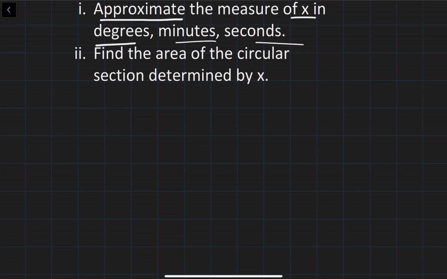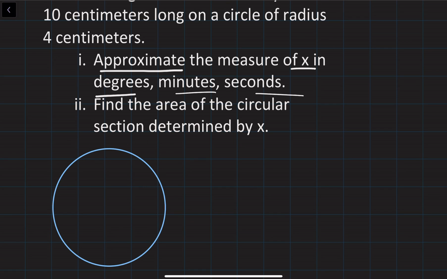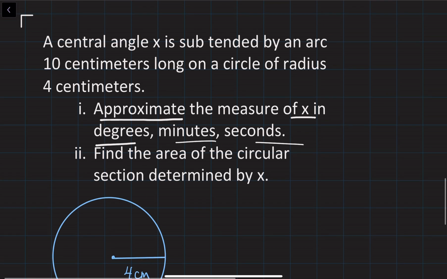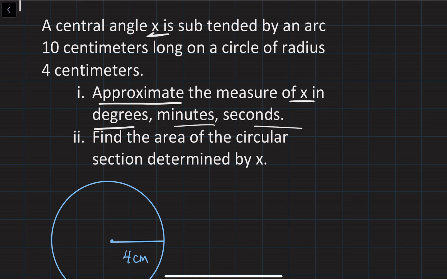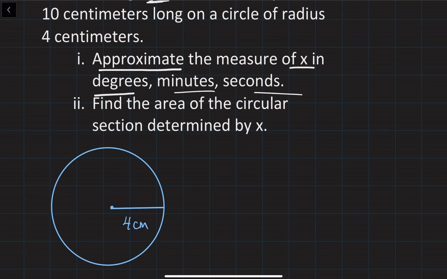So again, what we are given is essentially a circle, right? With the radius, so let me draw the radius. So the radius of the circle is equal to 4 centimeters. At the same time, we are given that the central angle x is subtended by an arc 10 centimeters long on the circle. So if I would just draw the arc with exactly 10 centimeters, then this angle would be equal to x. So I need to figure out this x first of all.